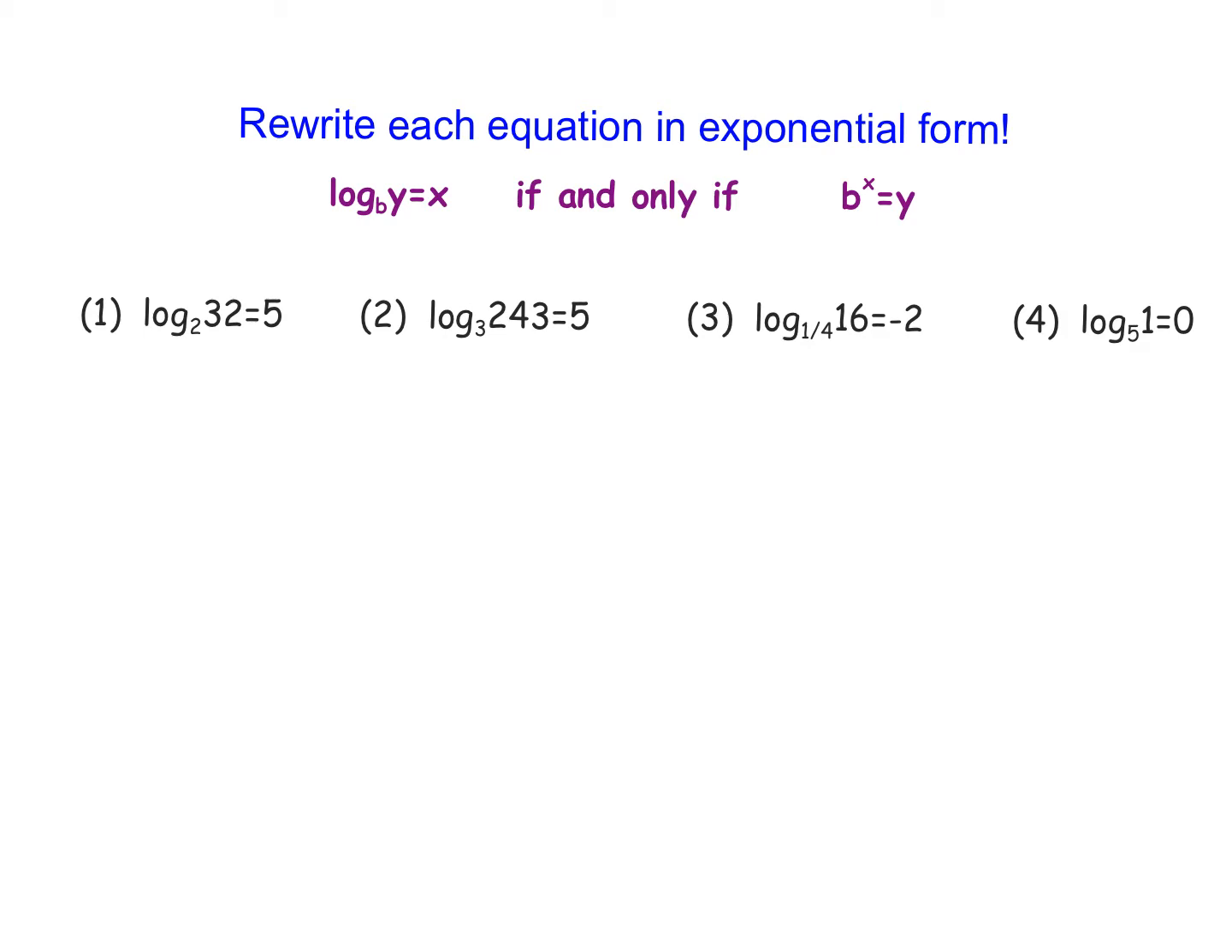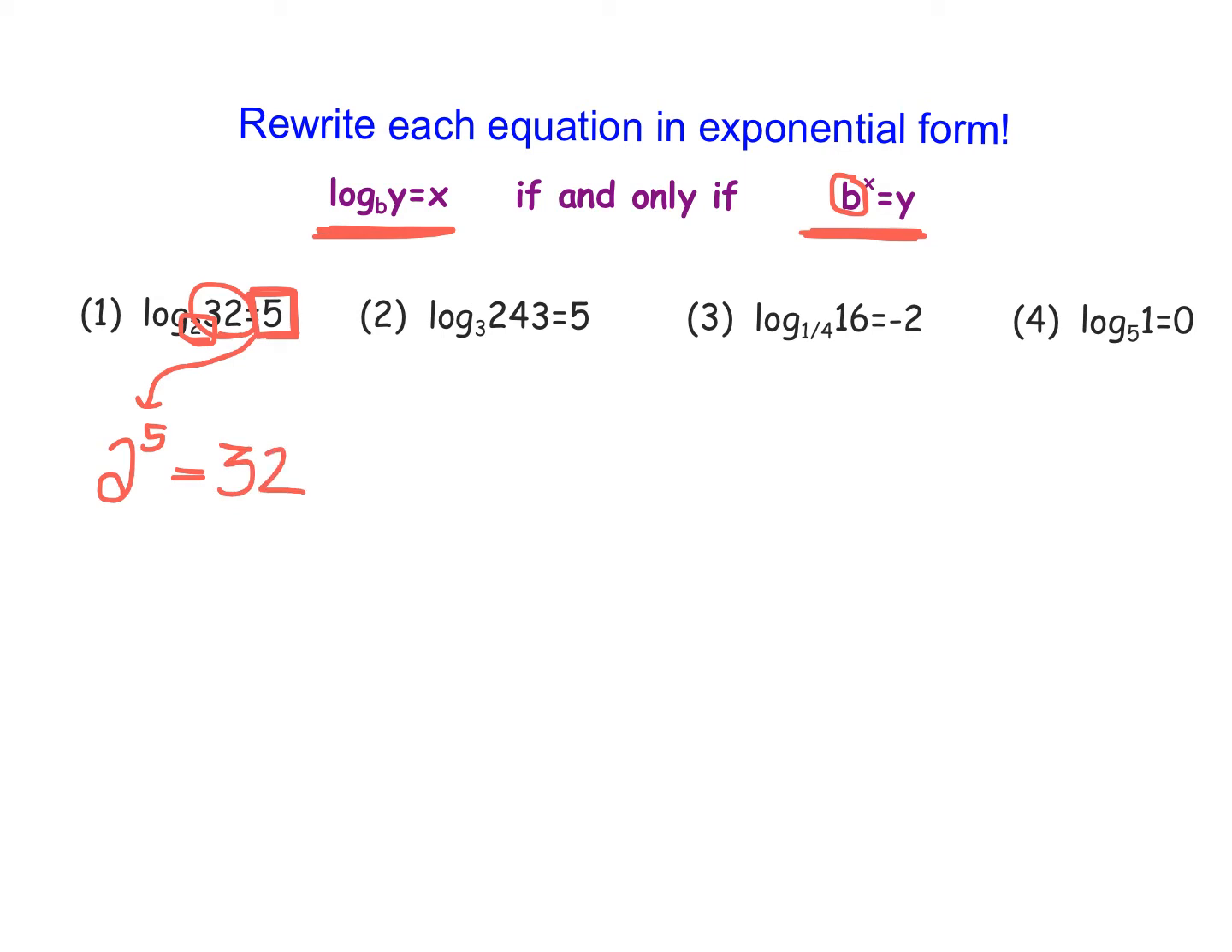To start, remember these are the two equivalent statements. They both have a base of b, but the y and the x flip sides. Here you can see that we have log base 2 of 32 equals 5. If we're going to write it into exponential form, remember this base value of 2 is also the base of your exponent. So I have 2. I then have my x value on the other side. That's going to go into my exponent, which is 5. And that equals my y value of 32.